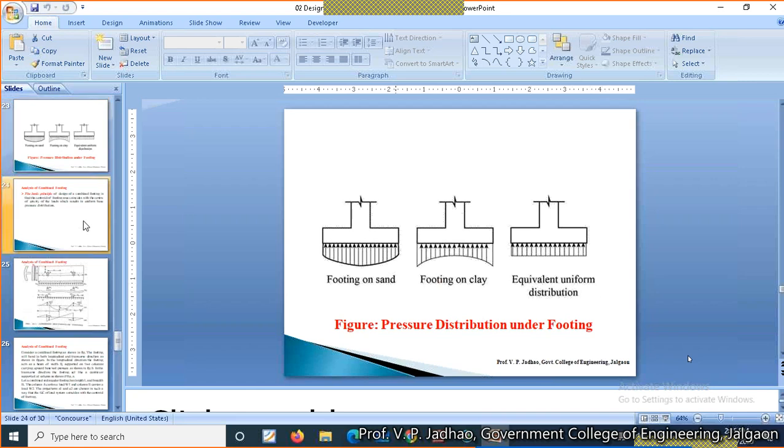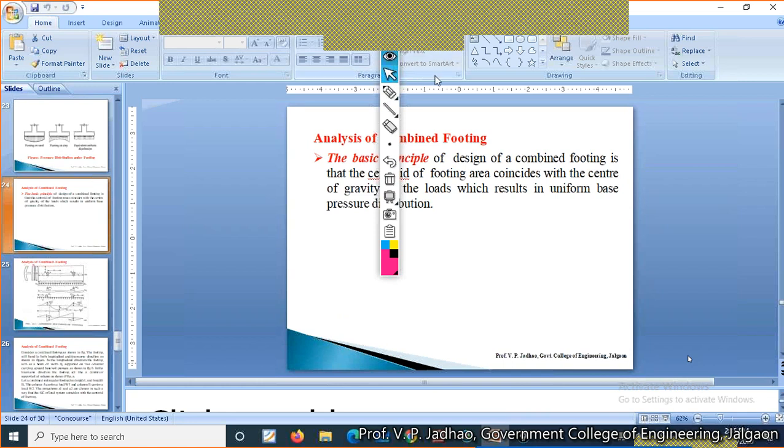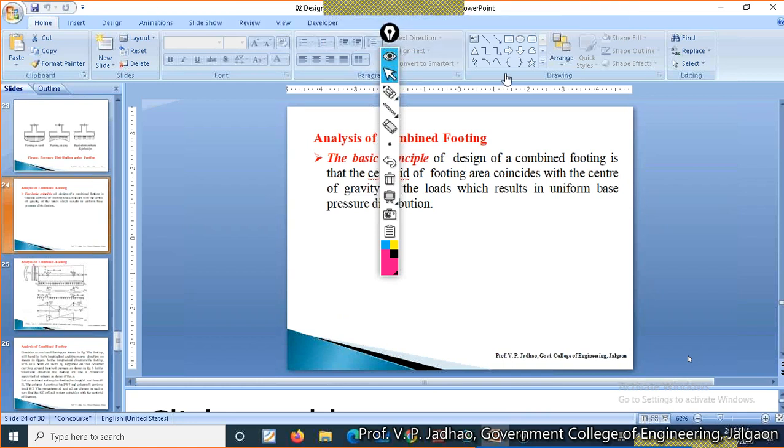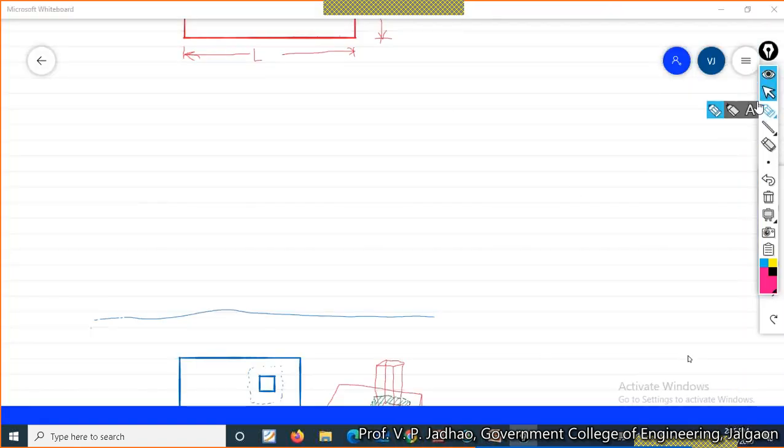Now the basic principle for design of this combined footing is that we will design it in such a way that the centroid of the footing area in plan will coincide with the center of gravity or centroid of the loads, which will create a uniform pressure distribution. We'll see what this basic principle is. I think you can see this figure here. Now what we'll be doing while designing.